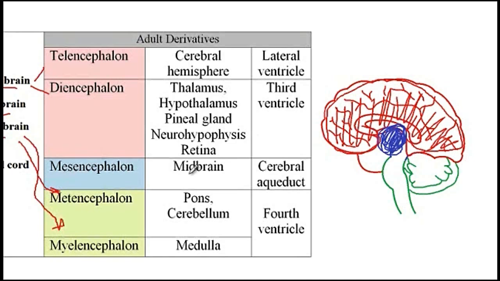Then we move on to the midbrain, which is derived from mesencephalon, and it would be right here for the midbrain. And finally, we get to the pons and the cerebellum, which are derived from the metencephalon. So pons and the cerebellum are derived from metencephalon. And finally, medulla right in the end would come from myelencephalon.